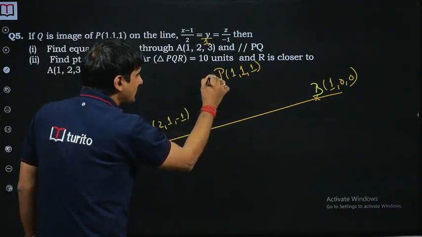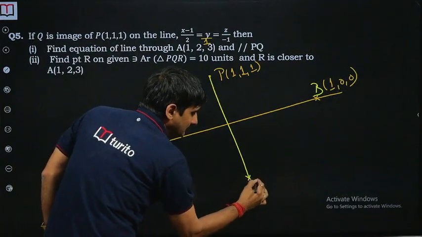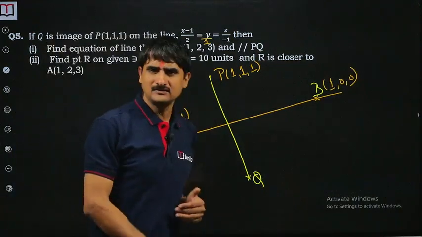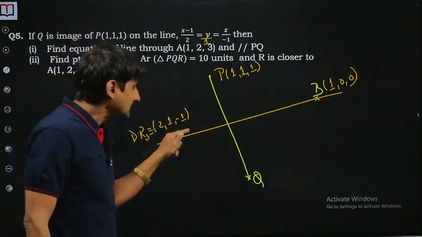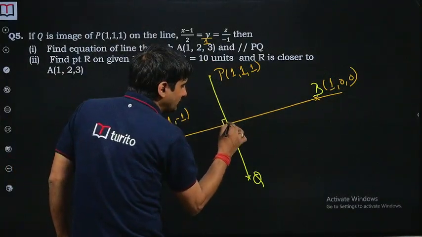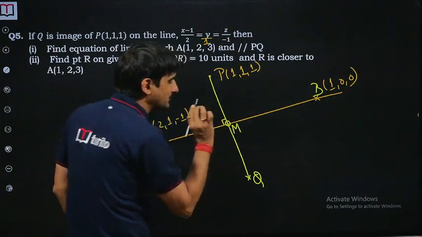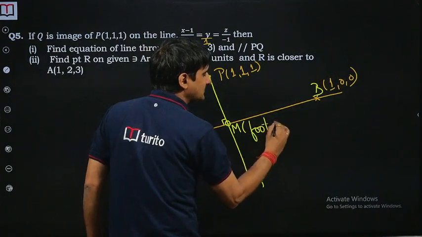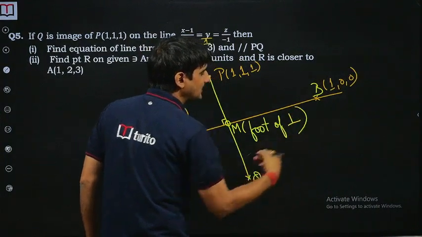So image of a point on the line. Now that's an important thing. That in itself may be a question. See, we don't need the image here, at least in the first part, but that in itself may be a question. And for that, I always suggest to find the foot of perpendicular, an extremely important concept. Foot of perpendicular. So what is it? The perpendicular drawn from a point on the line.